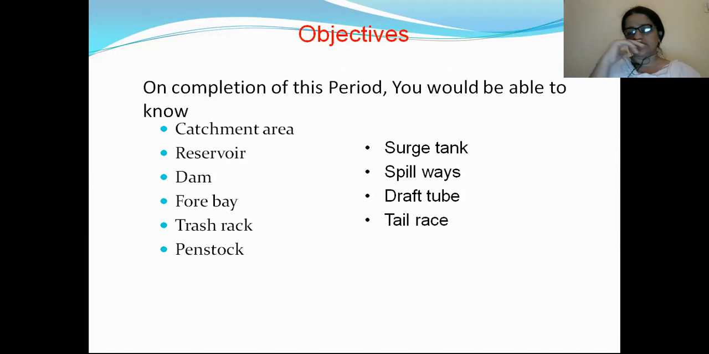I think I have covered reservoir, dam, forebay, trash rack, penstock, surge tank, and spillways. The new parts which we have not yet covered are catchment area, draft tube, and tail race. I will try to explain those first, and for the remaining things, whatever diagrams or pictures I have put in this PPT, we will try to cover.